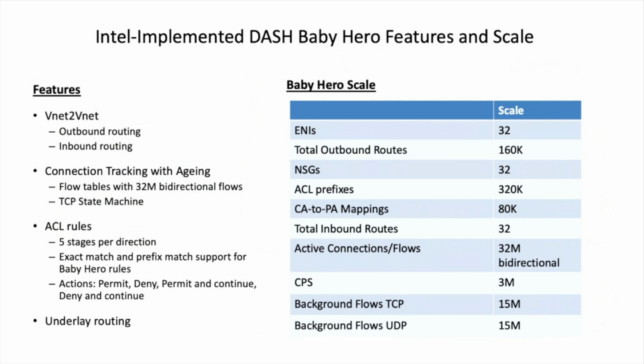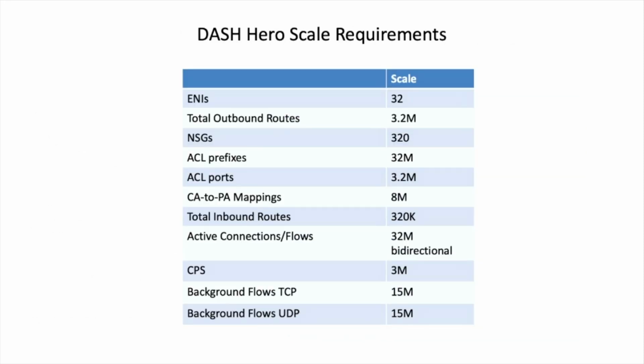And this is the scale. Again, the key ones here are the outbound routes. It requires 160K outbound routes to be programmed into the P4 tables, as well as 320K ACL prefixes. The Dash requirement is to support 32 million bidirectional active connections. And there are some testing requirements regarding background flows, which I'll talk about later. So this is the first stage with Baby Hero scale, and then Dash defines Hero scale as well, which will be our next step.